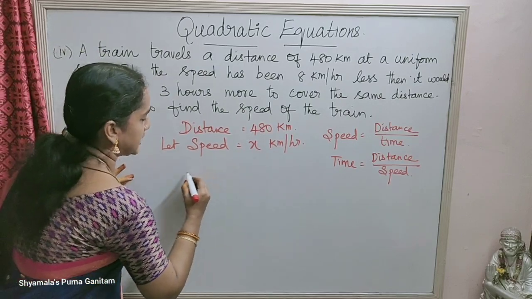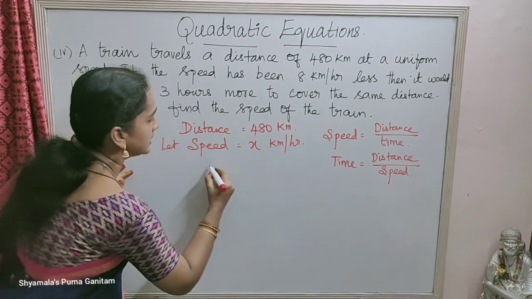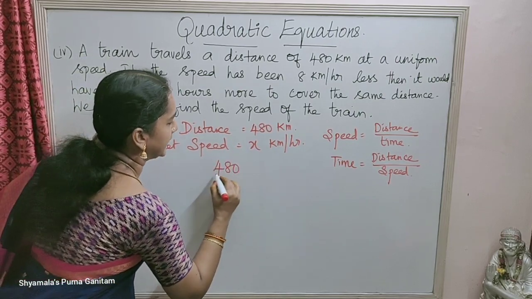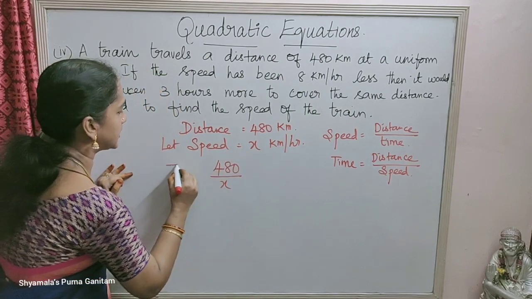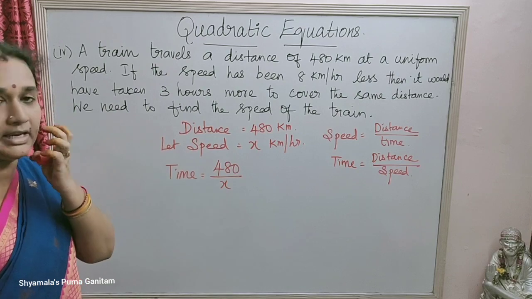First, for the given situation, we don't know the speed, so we will take it as 480 by x. So this is the time taken. Time is equal to 480 by x.